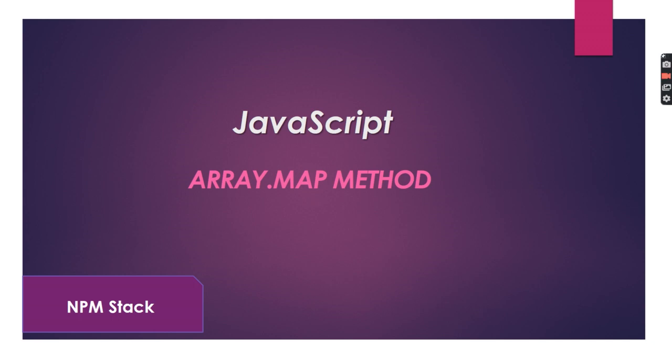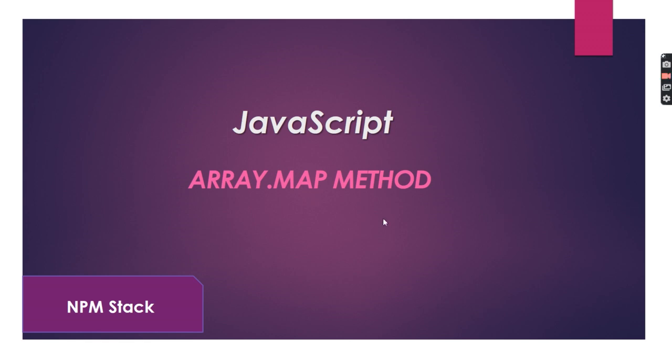My name is Bhushan and in this video I am going to talk about the JavaScript array map method. The JavaScript array map method is one of the most useful and most powerful array methods in JavaScript. It is used to modify elements in an array. When we want to modify elements in an array, or when we want specific elements from an array, then we can use the array map method.